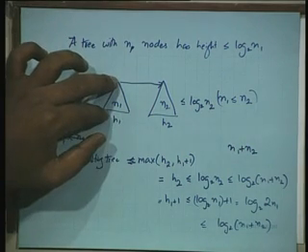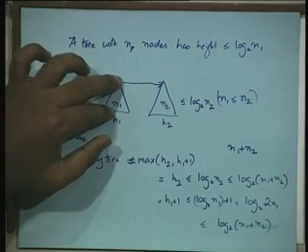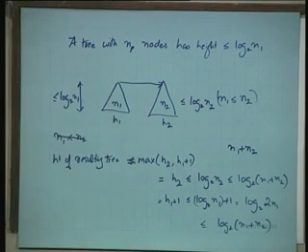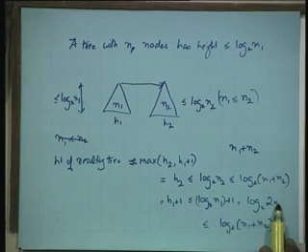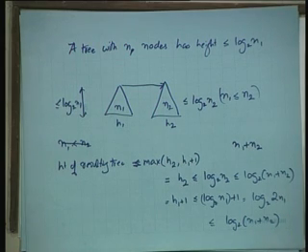If it is the height of this tree plus 1, then it is log of n1 plus 1, which is the same as log of 2 times n1, which is less than or equal to log of n1 plus n2, because n2 is larger than n1.